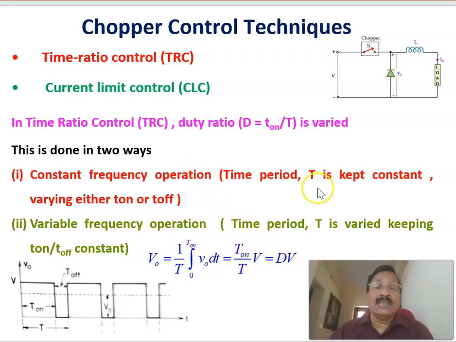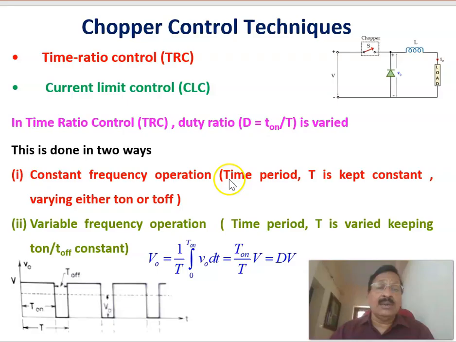In both cases, basically you vary the duty ratio, because the average output voltage can be calculated as follows. During the on period the voltage is V for this step down chopper, and when it is off, the voltage is equal to 0. Therefore, the average voltage equals T on into V divided by the total time period T, or duty ratio D into V. The duty ratio can be varied either by changing T on, keeping T constant, or by changing T, keeping T on constant. Therefore, both methods are possible.